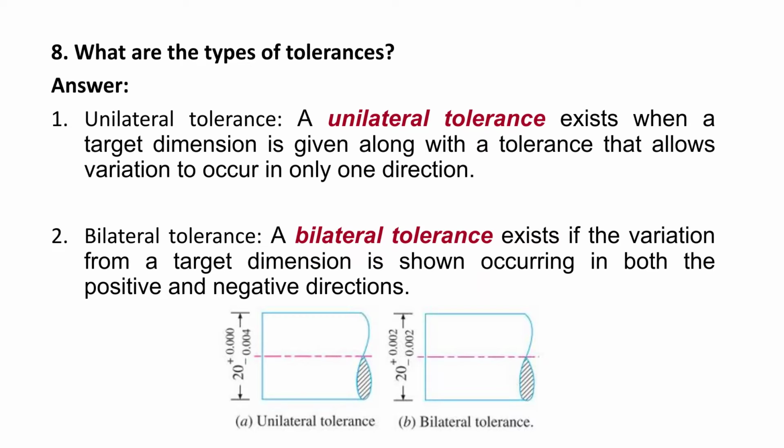Now the second type, that is bilateral tolerance. A bilateral tolerance exists if the variations from a target dimension are shown occurring in both the positive and negative direction. So you can see in the second diagram the basic dimension is 20, the upper tolerance is 0.002, and the lower tolerance is minus 0.002. So this is an example of bilateral tolerance because we have provided the tolerance over the upper side and the lower side.